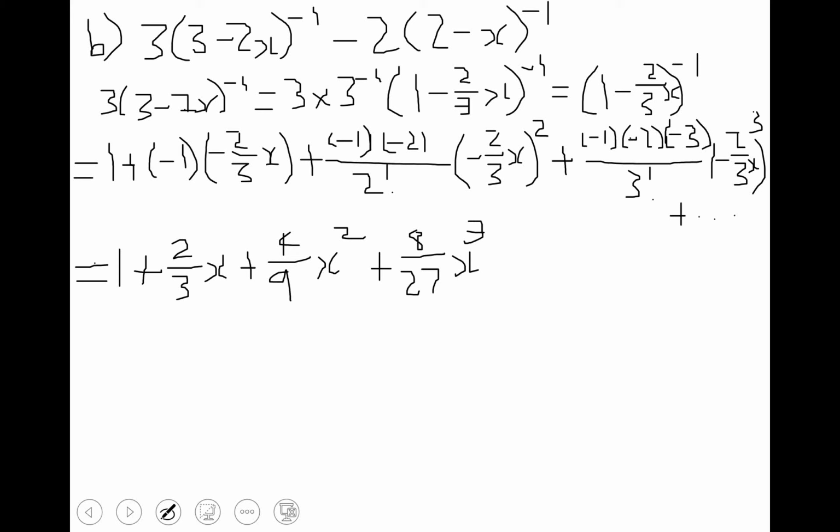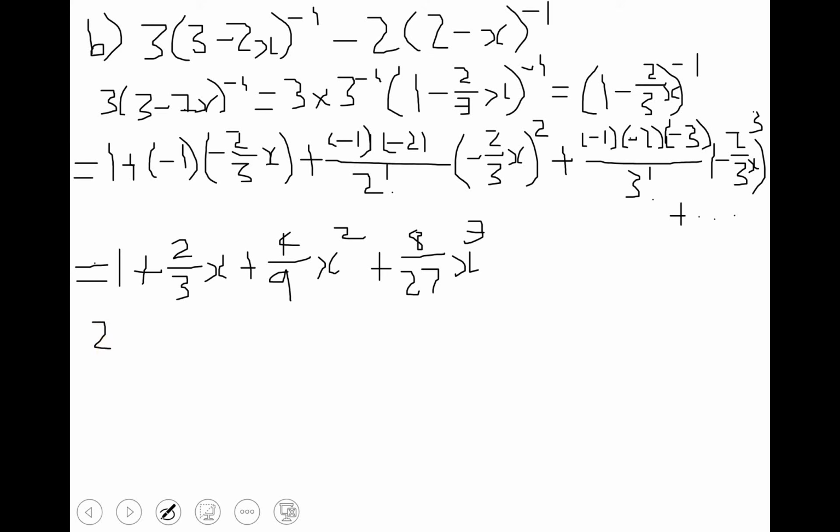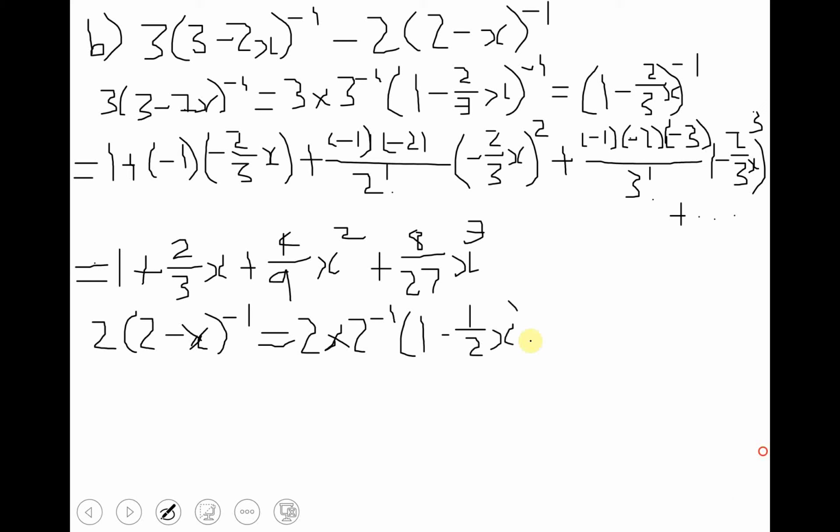Then we need to do that with the other term. So 2 times (2 minus x) to the minus 1 equals 2 times 2 to the minus 1, times (1 minus a half x) to the minus 1. And again, quite nicely, the 2 times 2 to the minus 1 is 1. Though of course this doesn't always happen in these sort of examples. They nicely cancel out to 1, and we're just left with (1 minus a half x) to the minus 1.